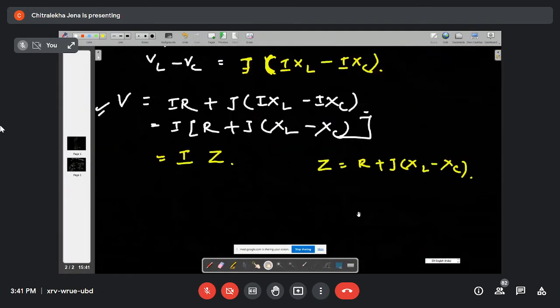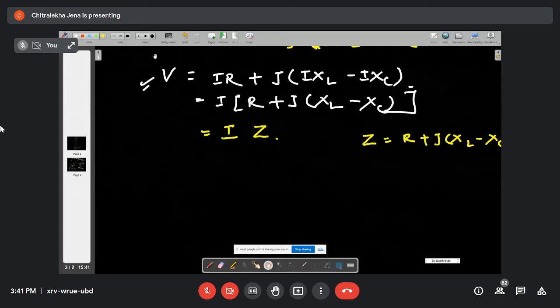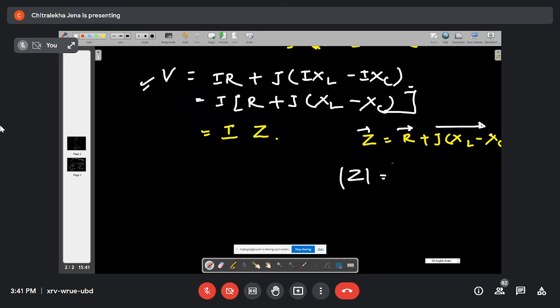So V is equal to I into Z, where Z is equal to R plus J XL minus XC. But what is the magnitude of Z? These are all phasors. The magnitude of Z will be the square root of R square plus XL minus XC whole square. This is your magnitude, don't forget. In phasor notation, we write the Z phasor like this.